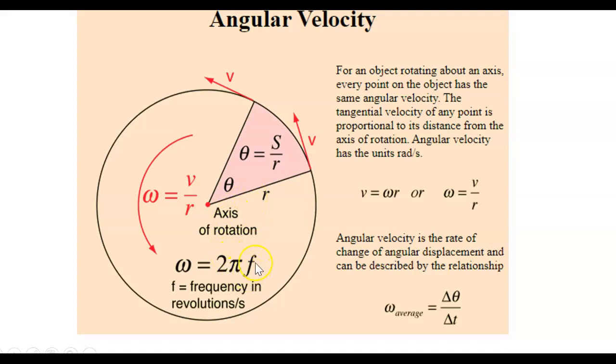If we know the frequency of rotation, how many times per second the object is rotating, then it's a simple matter of multiplying that frequency in hertz by 2 pi to give us the angular velocity. We have two other equations up here which we'll be using more in circular motion when we get onto that part of the topic.